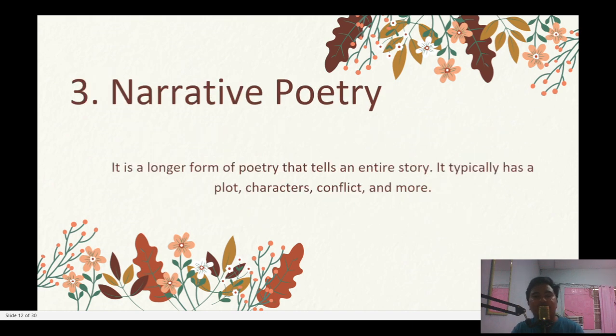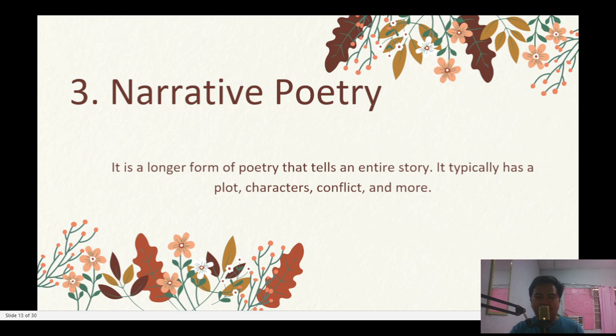Number 3. Narrative poetry. Okay? From the word itself, narrative, narrate. So, it is a longer form of poetry that tells an entire story. So, when we talk about narrative poetry, it is a story that is somehow being told to us. Alright? It typically has the elements of a story, a plot, characters, conflict, setting, and more. So, didiscuss na natin yung elements ng plot. Meron tayong exposition, rising action, climax, falling action, resolution, or denouement. And meron din siyang mga characters.